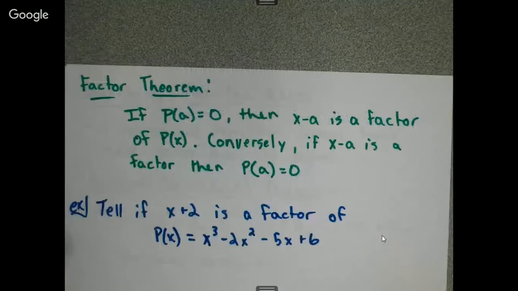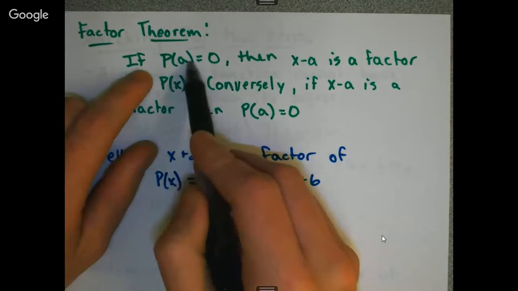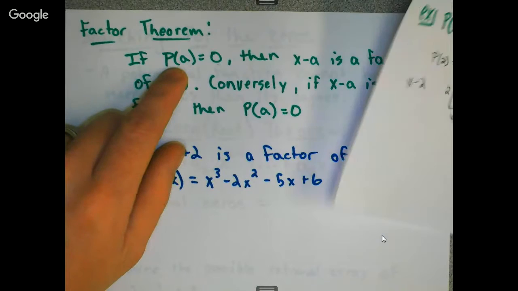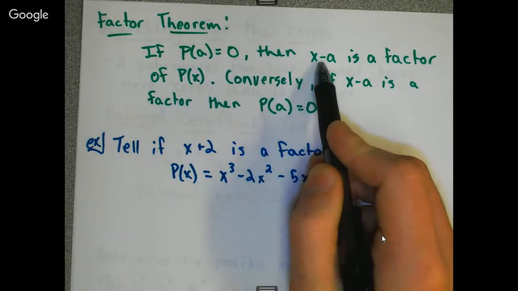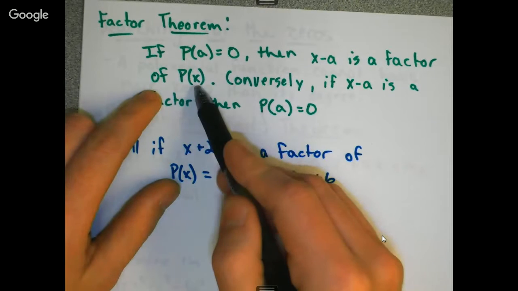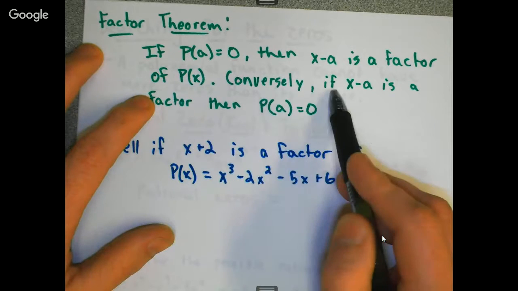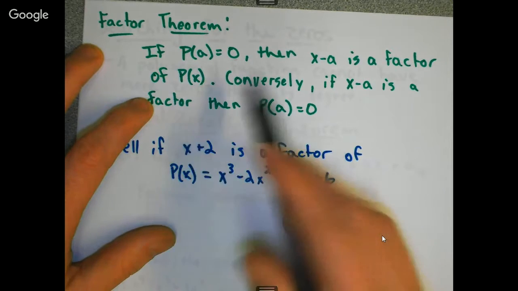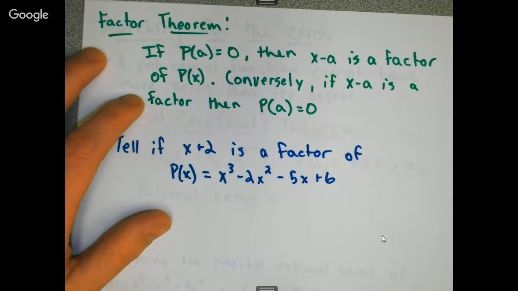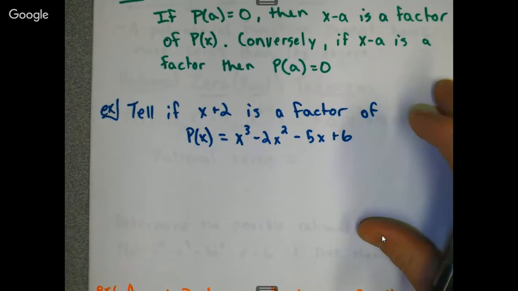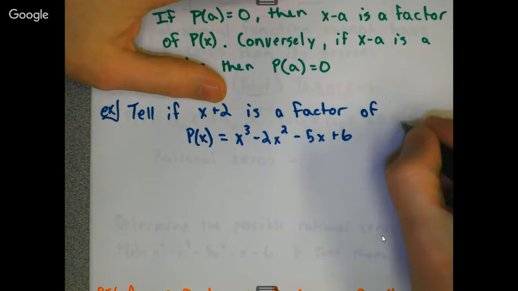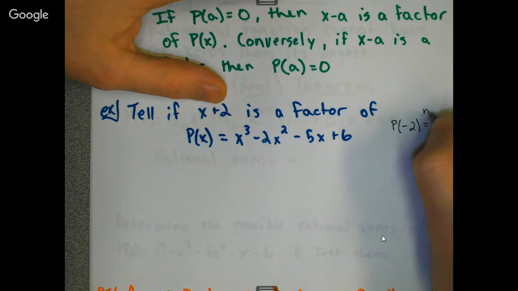Okay, so we've got what's called the factor theorem. If p of a equals 0, so if I would have plugged 2 in and got 0 out, then x minus a is a factor of p of x, of your polynomial. Conversely, if x minus a is a factor, then when I plug it in, I get a 0. Now, tell if x plus 2 is a factor of this polynomial. What I want to do is check: is p of negative 2 equal to 0? That's my question.